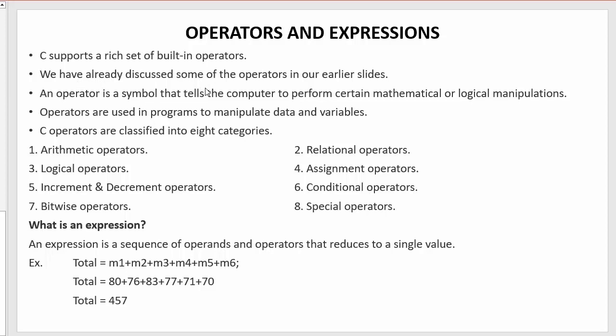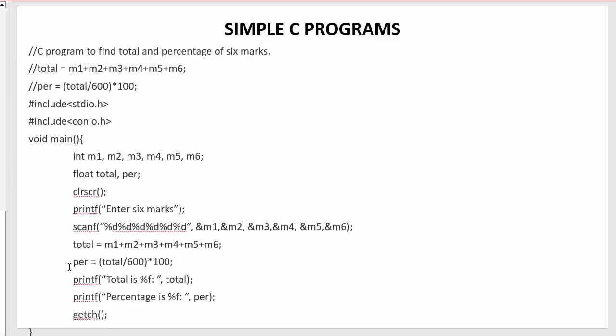Next, we have already discussed some of the operators in our earlier slides. In our earlier videos, I had discussed a C program to find the total and percentage of 6 marks. In that program, I had used two of the operators. As you can see here, plus is one of the operators and divide is another operator. I had used these operators to find out the total and percentage.